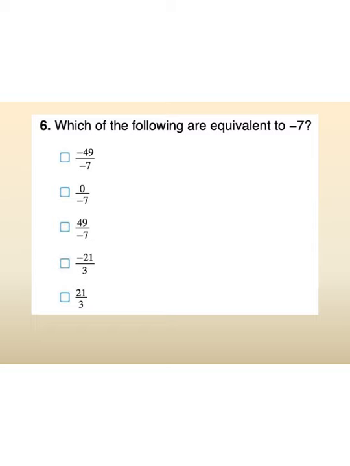Okay, and if you did, you have negative 49 divided by negative 7. Well, since both of them are negative, our answer will be a positive 7. 0 divided by negative 7, 0 divided by any number gives you 0. 49 divided by negative 7, we have one negative, therefore our answer will be negative 7. And negative 21 divided by 3, we have one negative, therefore that's a negative 7. And positive 21 divided by positive 3 will give us a positive 7. So you should have marked C and D.